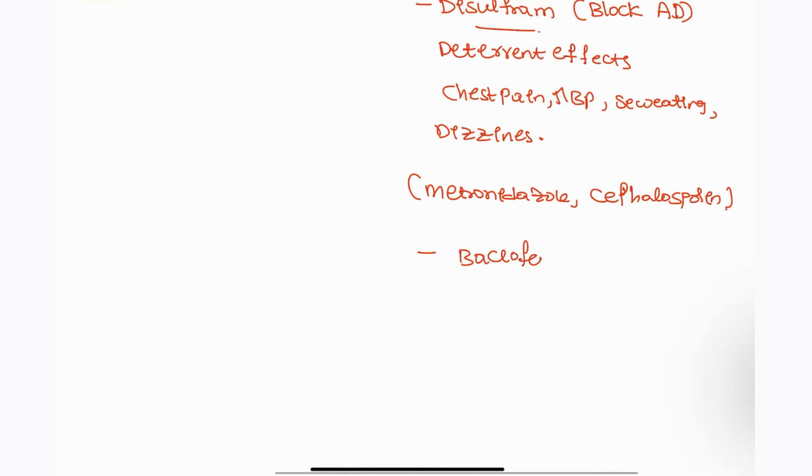Okay, baclofen can also be given for this patient. Next, if there is a poisoning like methanol poisoning, we can give fomepizole. Okay, fomepizole as an antidote we can give for this patient.